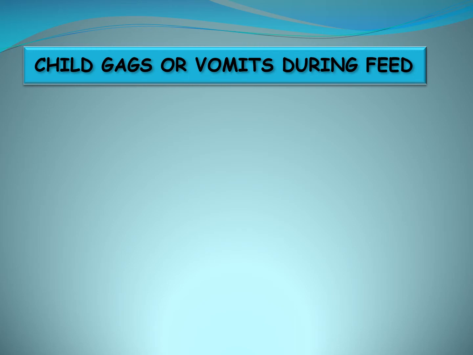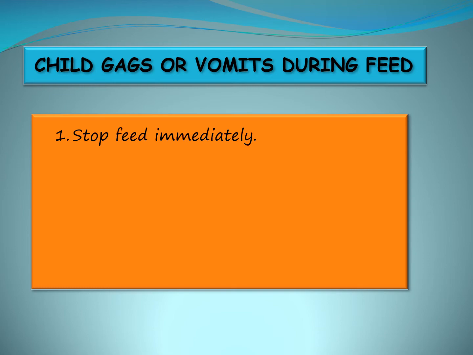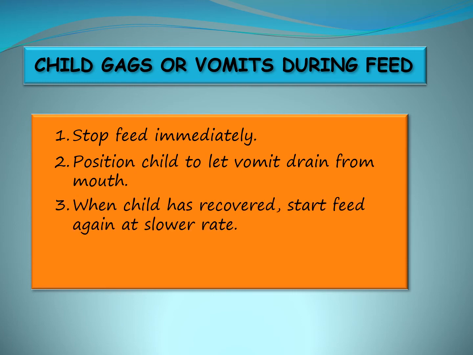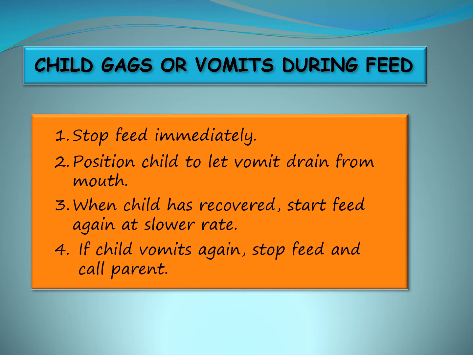If the child gags or vomits during the feed, stop the feed immediately. Position the child so that vomit drains from their mouth to prevent choking. When the child has recovered, start the feed again at a slower rate. Vomiting can be caused by the feed going into the stomach too quickly. If the child starts to vomit again, stop the feed and call the parent.